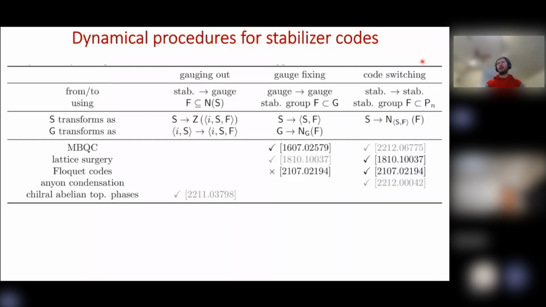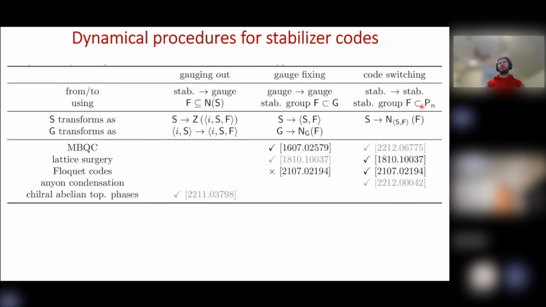And then there's something that I call code switching, but maybe I should call it stabilizer code switching, where you go between stabilizer codes by starting with a state that's in a stabilizer code, then picking another stabilizer group F, and then measuring the checks in F. The resulting stabilizer group that stabilizes the code will be the normalizer, which is everything in the union of S and F that commutes with F. So you can salvage any checks in S that commute with F after you measure F, naturally, because if a check in S doesn't commute with something in F, then that's going to muddle up the measurement because you just measured F.